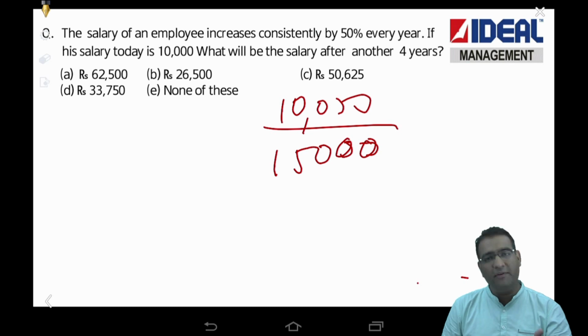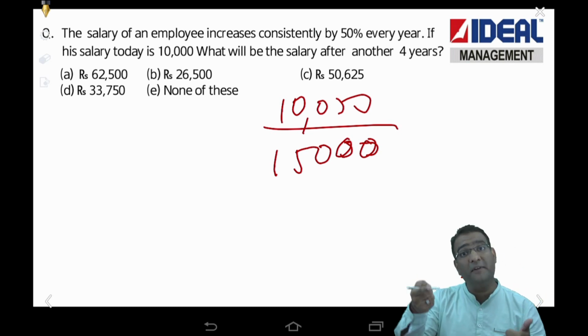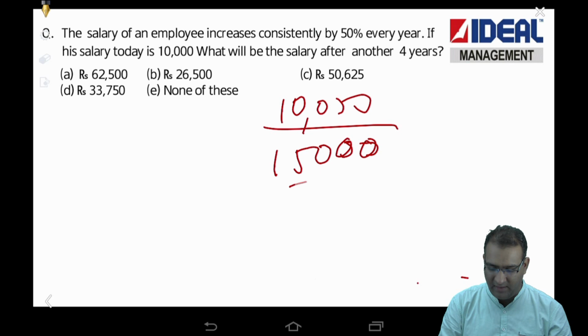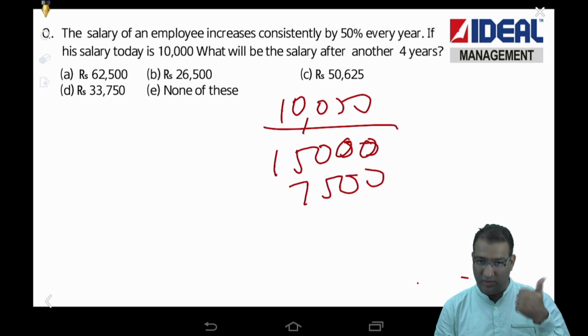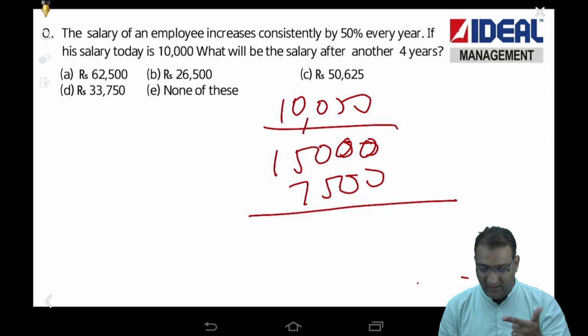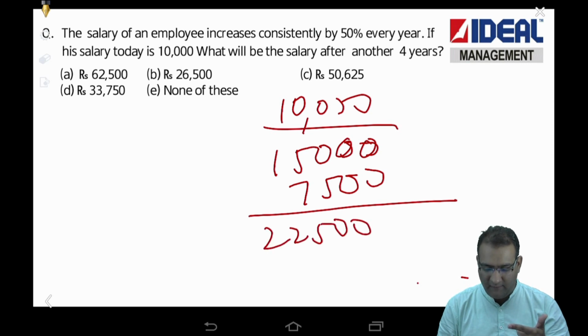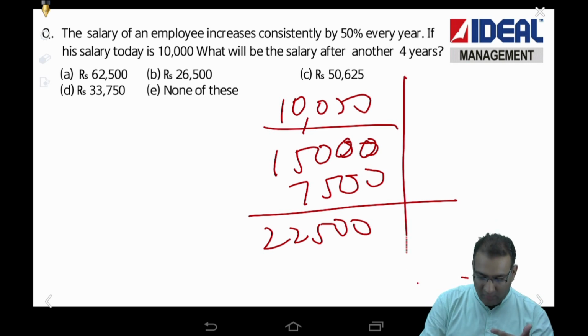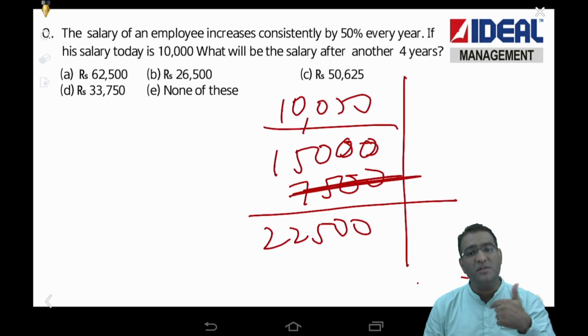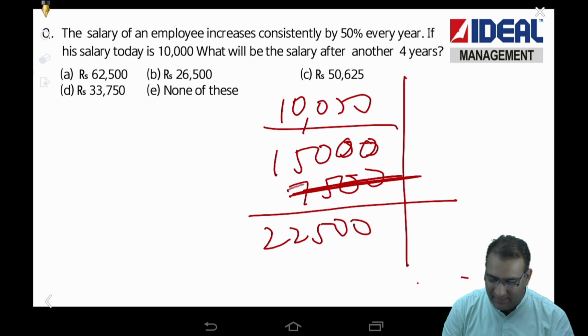So let's see this now. 15,000. Another 50% of 15,000, which is 7,500. 50% increase is happening, right? So after the second increase, it will become 22,500. Right? So see, you don't need to write this. So as a student in examination, I won't write this number.